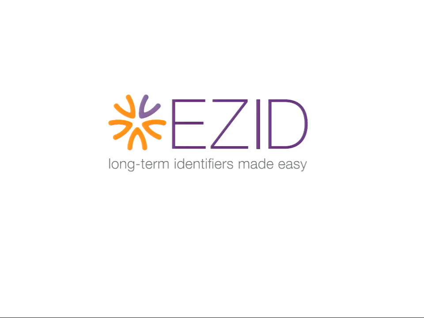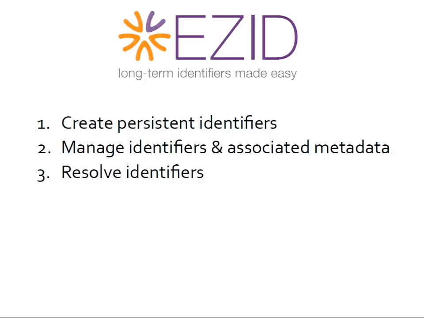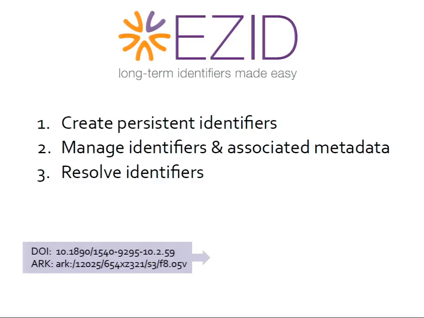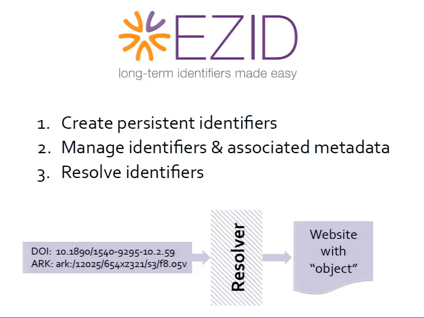Okay, EasyID, which is a service that I rarely talk about, so I'm going to apologize if I don't make 100% sense, but I am willing to say that the colleague that normally talks about EasyID, Joan Starr, loves to talk about EasyID. So if you want to know more, Joan Starr is going to be delighted to talk to you. The tagline for EasyID is long-term identifiers made easy, and essentially you can use EasyID to create a persistent identifier, to manage your identifiers and the associated metadata with those identifiers, and then to actually resolve the identifiers. EasyID works with DOIs and ARCs, or archival resource keys. Those go through that resolver, and then you get to the website that has the object.